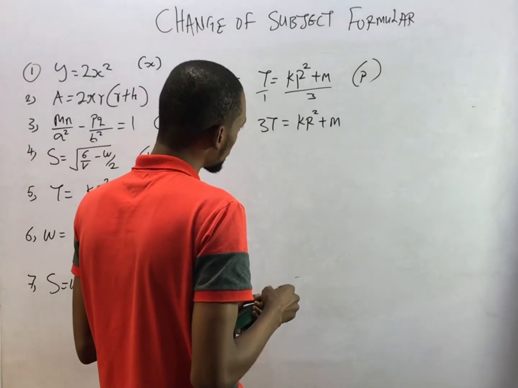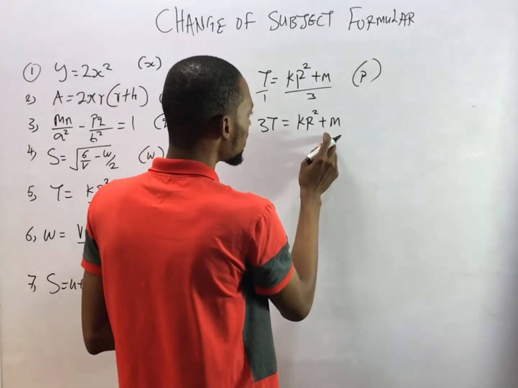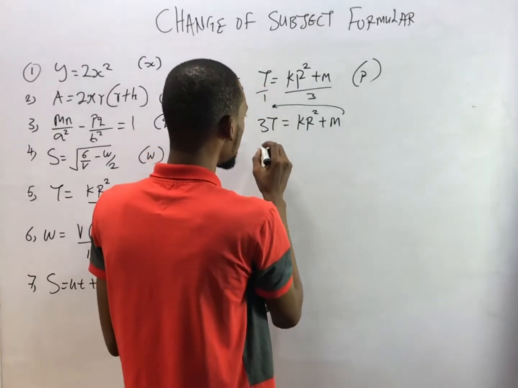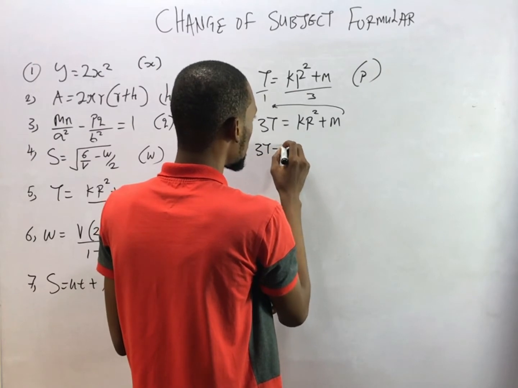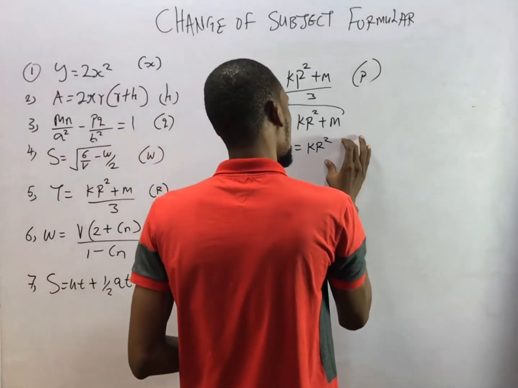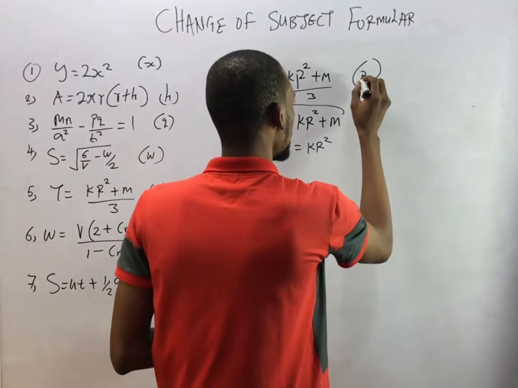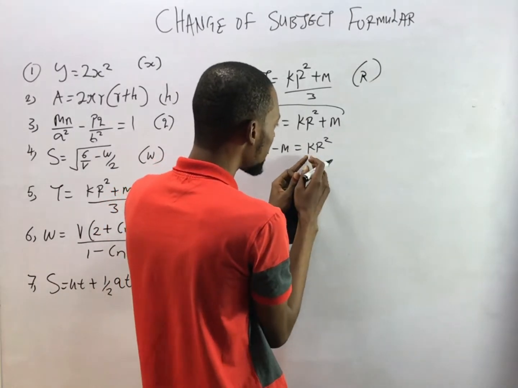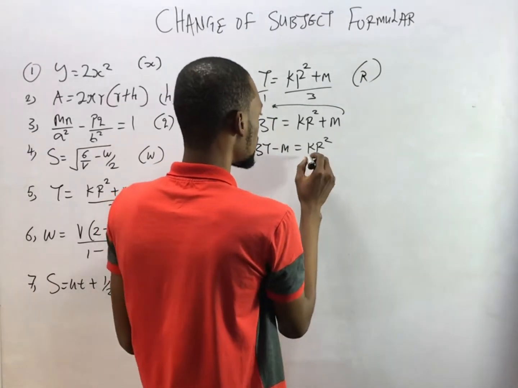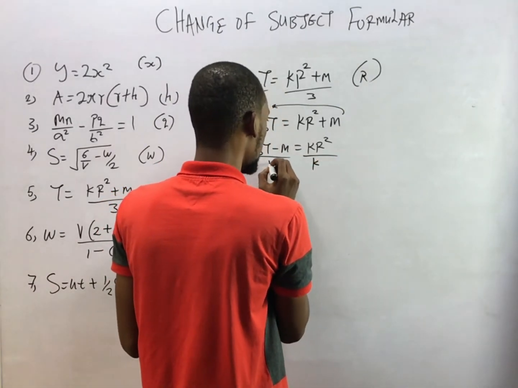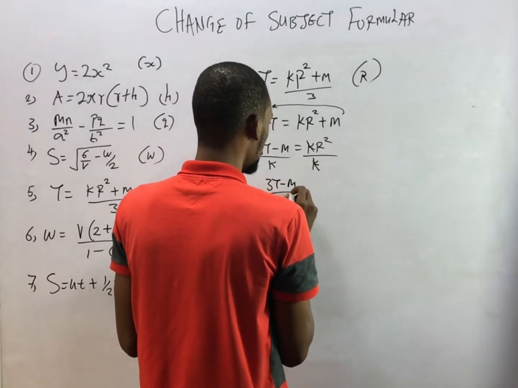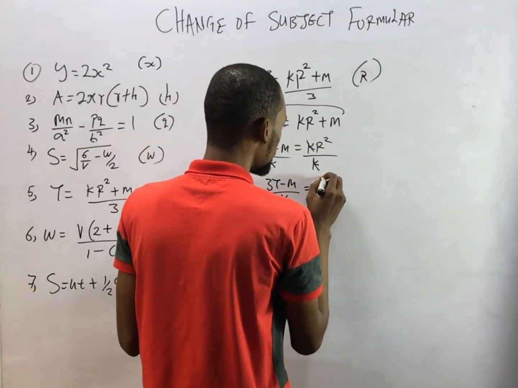So now that you have that, we can bring this m here. It's positive here, so we bring it to this side to become negative. In that case, we have 3t minus m is equals k r square. So we need just r and we don't need k. What is holding k and r is multiplication. This implies that to remove this k, we have to divide. So dividing here by k and dividing here by k, this cancels this. So (3t minus m) over k will be equals r square.